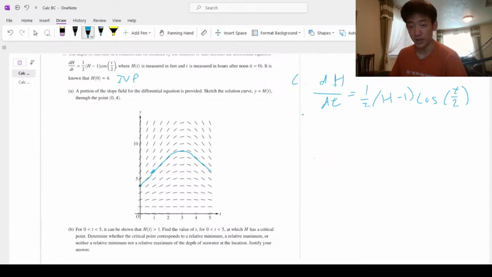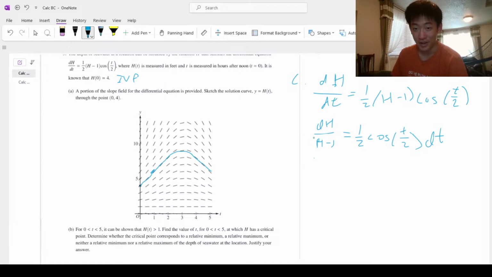Now, the first thing they give you is separation of variables. That means you want to get all the h's on one side and all the t's on the other side. So that means dh over h minus 1, or you can write 1 over h minus 1 times dh, equals 1/2 cosine of t over 2 dt. Now you can put this 1/2 wherever you want, but it's a lot better if you do it like this, because of how the chain rule works and u-substitution.